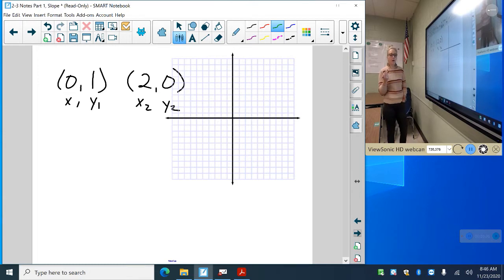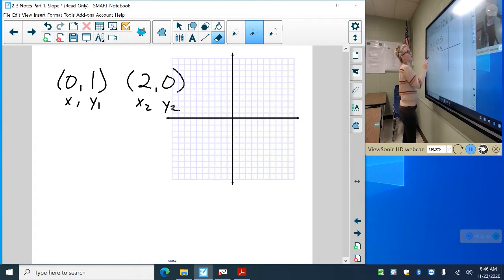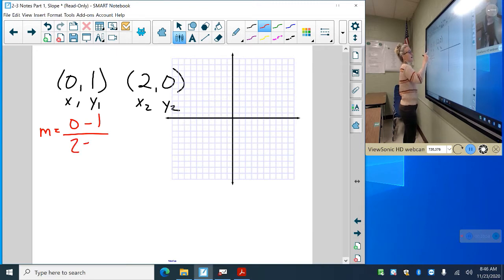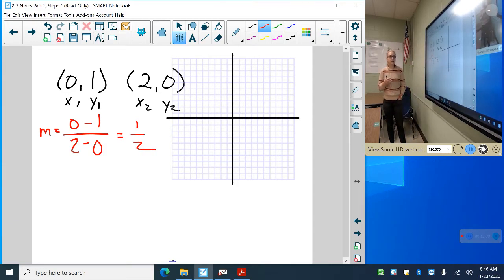I need the slope and the y-intercept, and I'm going to have to graph it. You are going to have to do this in your homework, so make sure you pay attention. So first thing I'm going to do is find the slope, which we know how to do. Let's keep the colors the same to help you remember. So my red is my slope, so I have m equals y2, which is 0, minus y1, which is 1, over x2, which is 2, minus x1, which is 0. So I have 1/2.